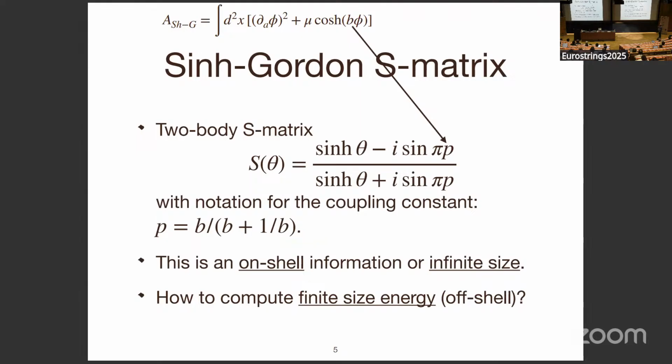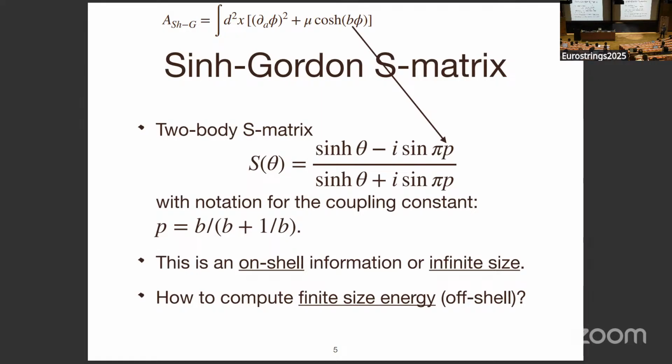So let's take now an example, my favorite example: sine-Gordon. You have the coupling constant here, and it plays a role in this S matrix. It's the S matrix for the only particle in the spectrum, a scalar particle, and this is the usual parameterization used in the S matrix.